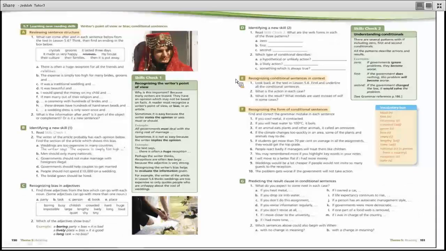Okay. Like Ahmed Samih says, if you heat metal, it expands. Present, present. Okay. This is called zero conditional. And we have an example here.